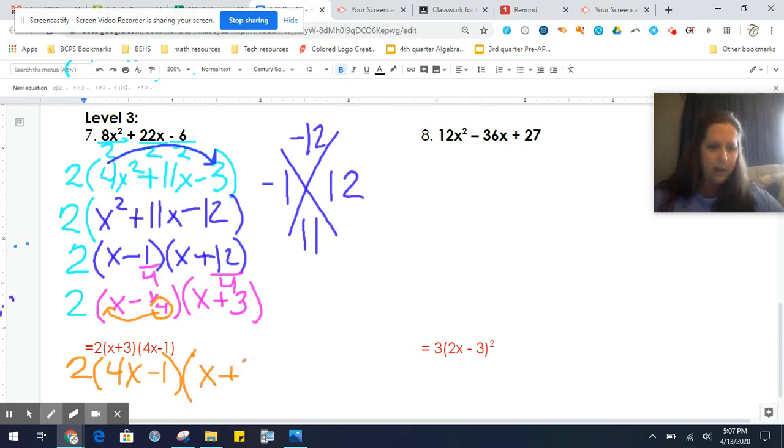Now, if you've been paying close attention, you're going to notice that I just got 4x minus 1 first and x plus 3 second. On the answer that I pre-typed, x plus 3 was first and 4x minus 1 is second. It doesn't matter which order you write those in. If I had gone all the way back to my factor x and I had put 12 on this side and -1 on this side, my written answer would have matched this type answer. It doesn't matter which side of the factor x you put it on, as long as you have all 3 of these parts in your final answer.